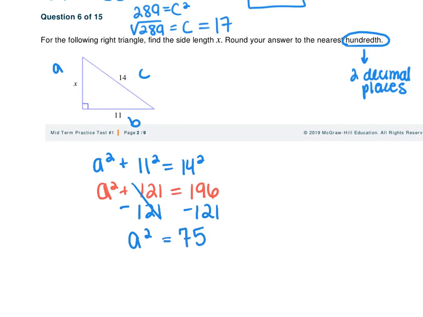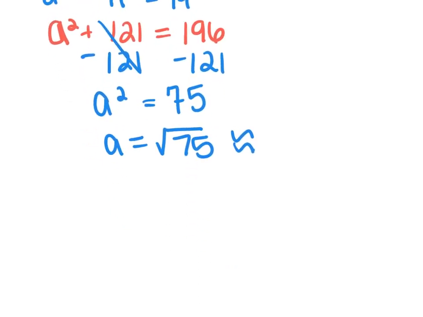And then now I want to know just what a is. So to undo that square, I have to square root. So a equals the square root of 75, which is about, and that's why I do the squiggly equal sign, which is about 8.66. You don't round that 6 to a 7 because it's a 0 after that.